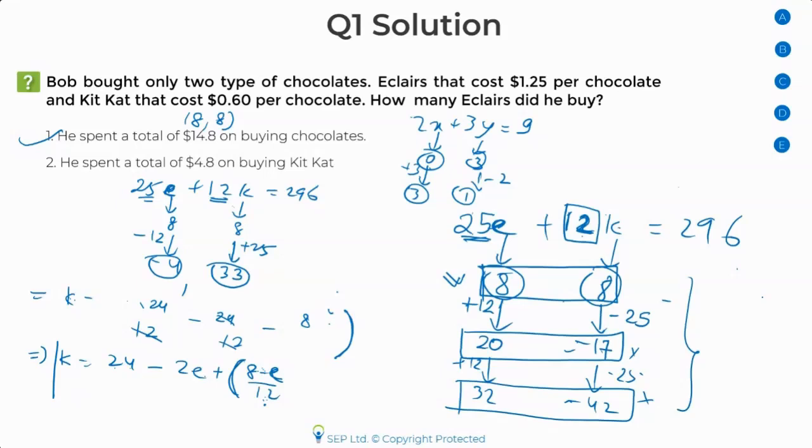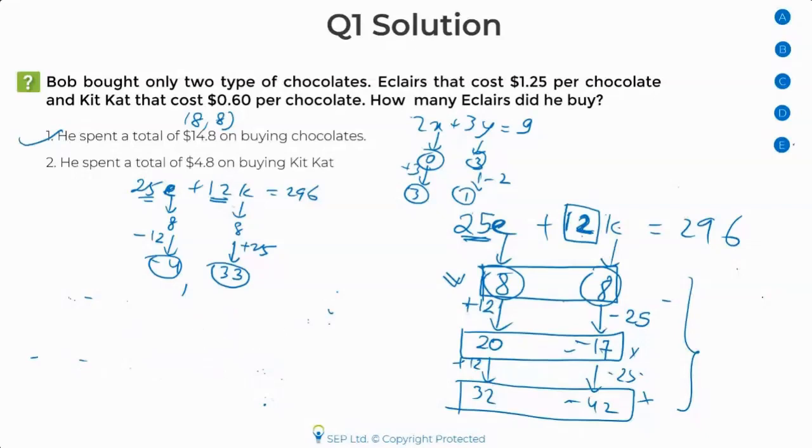Okay, so I hope this is clear. So statement one is sufficient. So your answer has to be either A or D. It cannot be B. It cannot be E. It cannot be C. I hope this is clear. So about 66% of you marked the answer as C. I hope now you understood why C is incorrect.